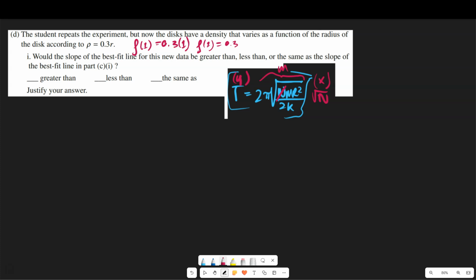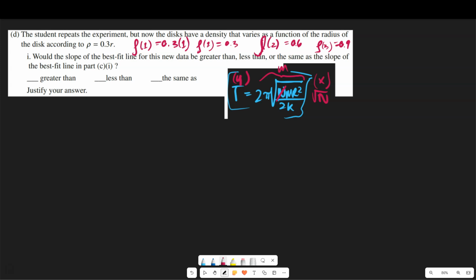So now let's increase that. What happens if we increase that radius? The density of 2 would be 0.6, right? The density of 3 is 0.9. So what do we notice about the density as the radius increases? The density as the radius increases also increases, meaning more of the mass is distributed towards the outside of the disk.